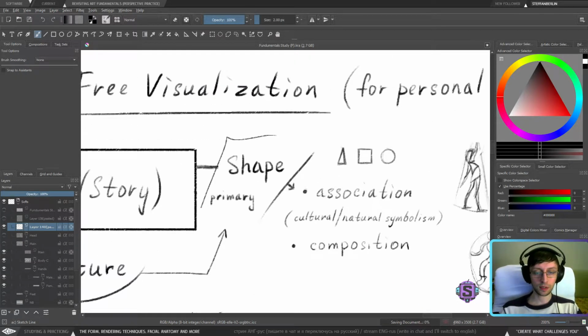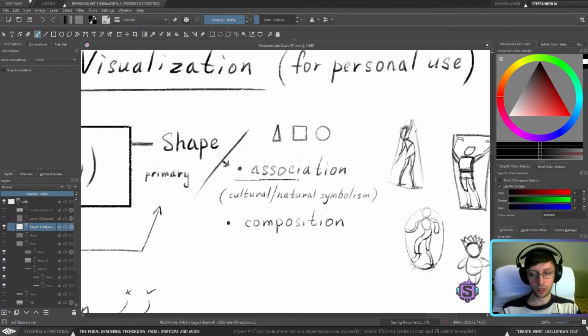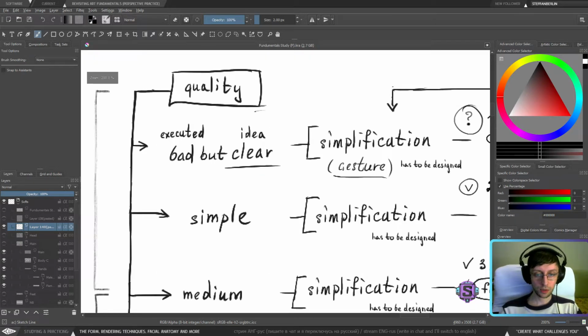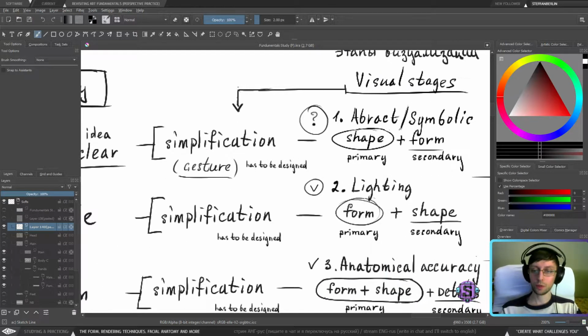And considering the fact that the design aspect is super complex and shape is just one part of it, I believe that we took two pretty important roles of the shape in this first free visualization stage, which again has to be clear but simple. It doesn't have to look good. It doesn't have to look realistic. We're using gesture, we're using shape as a primary, we're using form as a secondary, and we're connecting those things through the gesture. We established how exactly we're going to design them, how we're going to design gesture, how we're going to design shape, how we're going to design form.